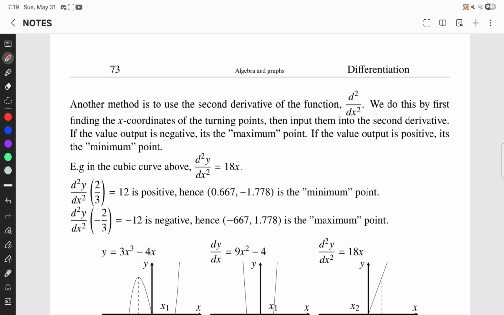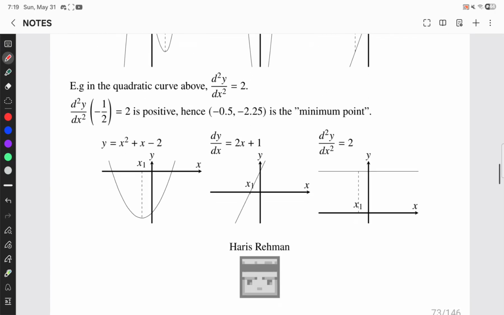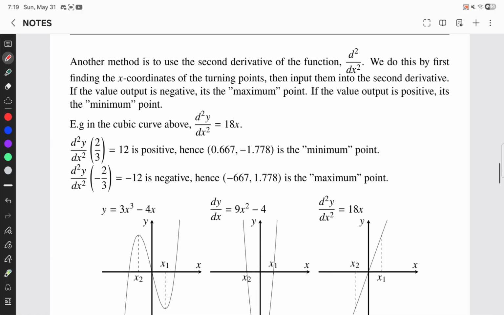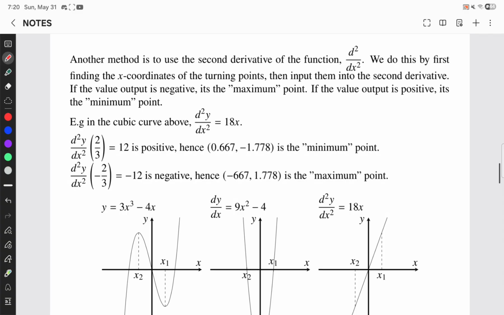We do this by first finding the x-coordinates of the turning points, then input them into the second derivative. If the output is negative, it's the maximum. If the output is positive, it's the minimum. Why on earth are we saying it's maximum when negative, even though it should be opposite? Like, hey, this is negative, so it must be minimum. No, it is the opposite. Weird, but it makes sense. You will get used to it.